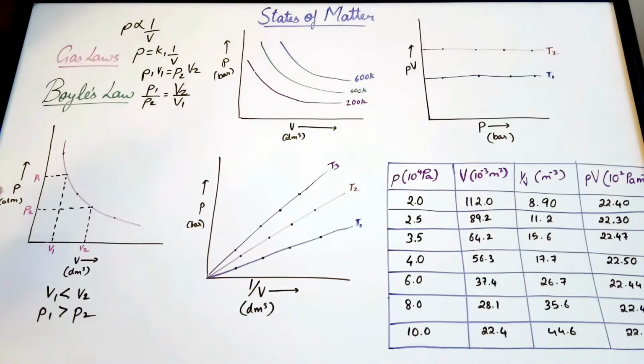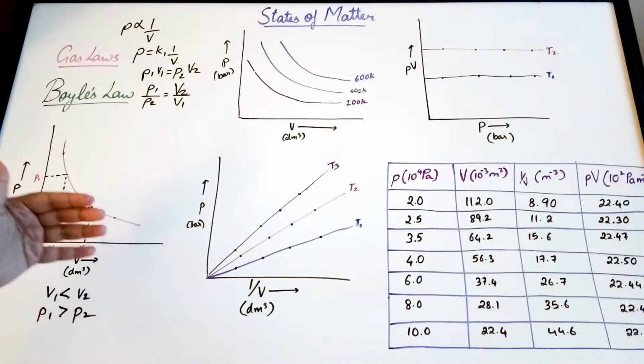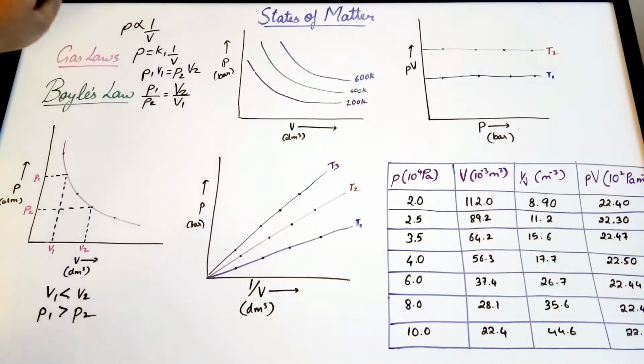So when there is a decrease in pressure, the volume is increasing, because pressure and volume are inversely proportional to each other. Here, when pressure was P1, it's high, right? So at that time the volume was low. But when pressure was decreased, the volume changed from V1 to V2, which means the volume has increased. And this graph shows that pressure and volume are inversely proportional to each other.